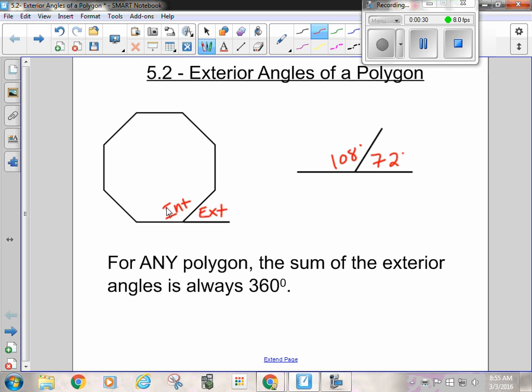But the really nice rule is for any polygon, no matter how many sides it has, the sum of the exterior angles is always 360 degrees. So if I say, what's the sum of the exterior angles of a square? You'll say 360. What's the sum of the exterior angles of a dodecagon? You'll say 360. What's the sum of the exterior angles of a figure that has 127 sides? You'd say 360. They all have 360 degrees for the exterior angle sum.